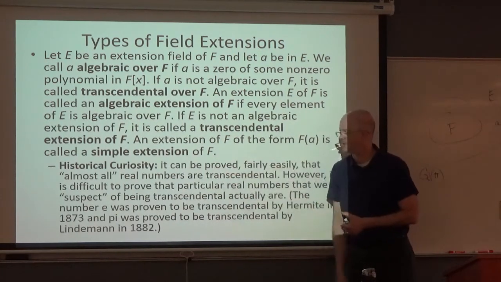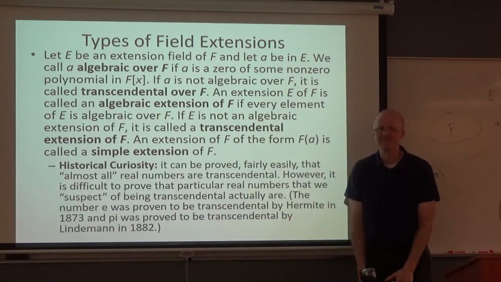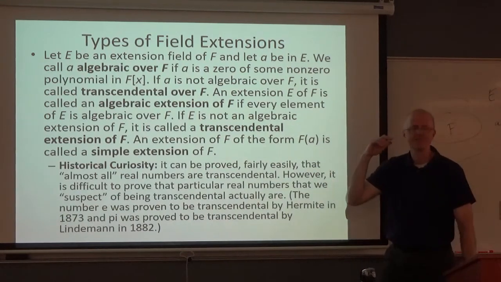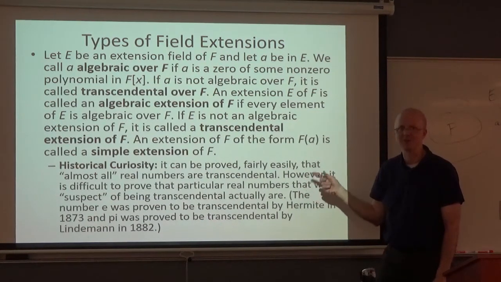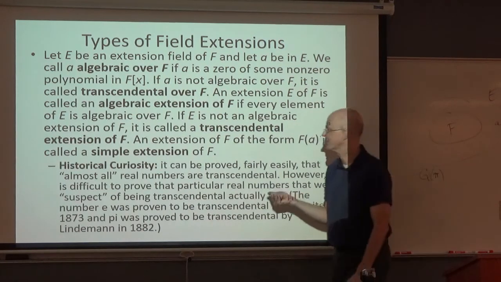What does this mean, almost all? I don't want to get into that. Well, maybe I'll mention it on Friday. Most real numbers are transcendental, but it's hard to prove particular examples actually are. Those are difficult proofs.